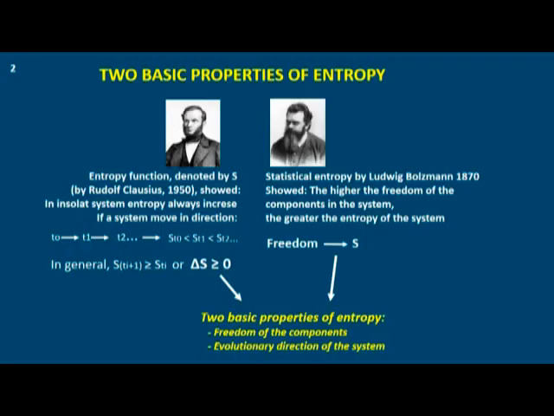In 1870, Ludwig Boltzmann proposed the concept of statistical entropy to describe the microstate of a system. Accordingly, at a certain time, if the components of the system have higher degrees of freedom, the greater the entropy. Thus, entropy has 2 meanings. First, expression of the evolutionary trend of a system, which is always increasing. Second, expression of degrees of freedom of the components in the system.